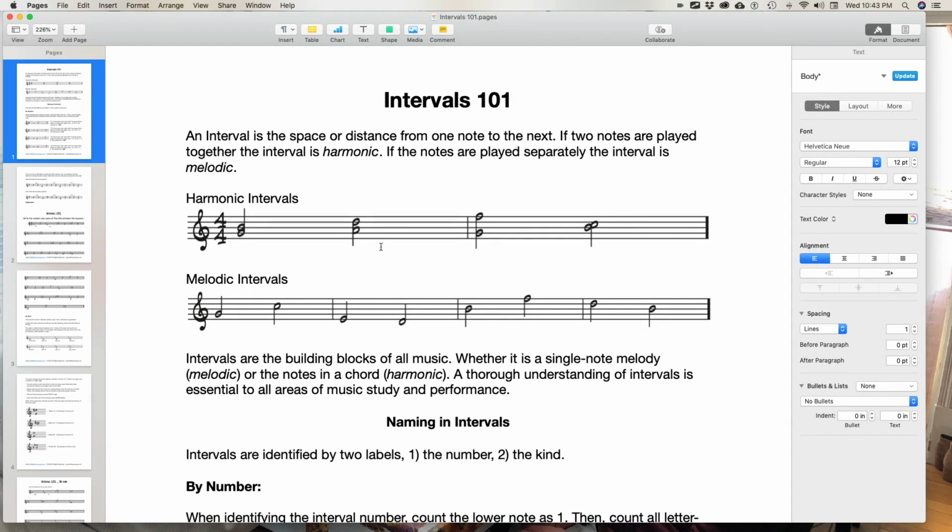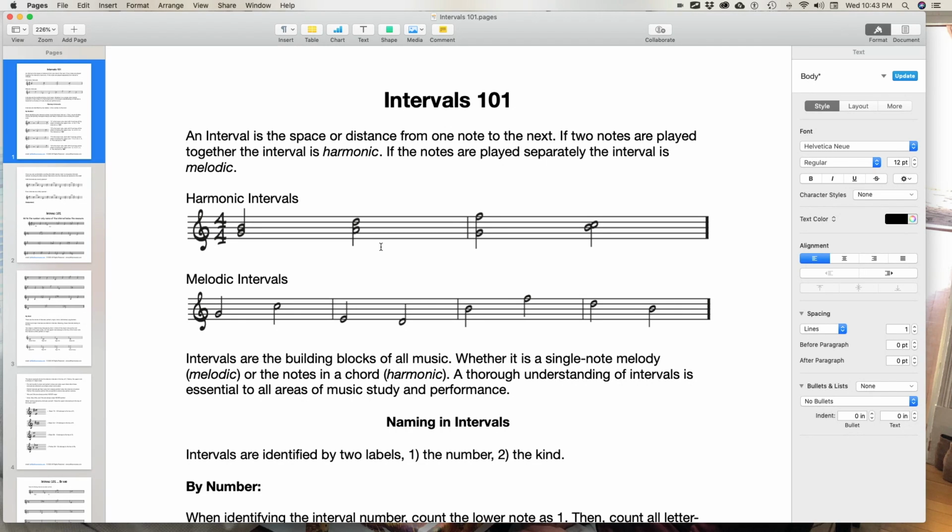I would like to talk about intervals today. Intervals are the building blocks of music. Everything we hear is a combination of either intervals played at the same time or intervals that are played separately. Any two notes are going to create a relationship between each other, and we label that with a term we call an interval.